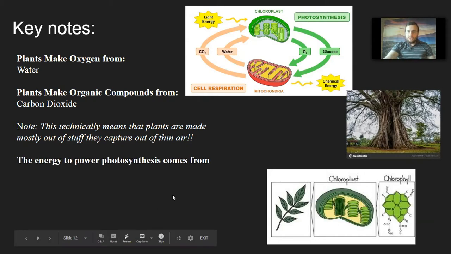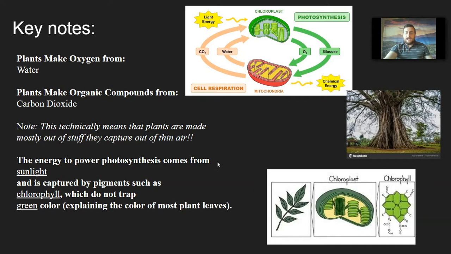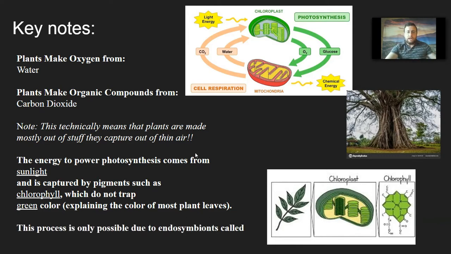Now, the energy to power this whole process comes from sunlight, and it's captured by pigments inside of the leaves, inside the chloroplasts. They have tiny specialized pigments that capture sunlight. One of the most important ones of those pigments is called chlorophyll. Chlorophyll is the main pigment that does photosynthesis, and because it does not trap the green color, that is why the plants look green, because they reflect the green. As the light passes through the plants, it absorbs almost all of the other colors except for green.